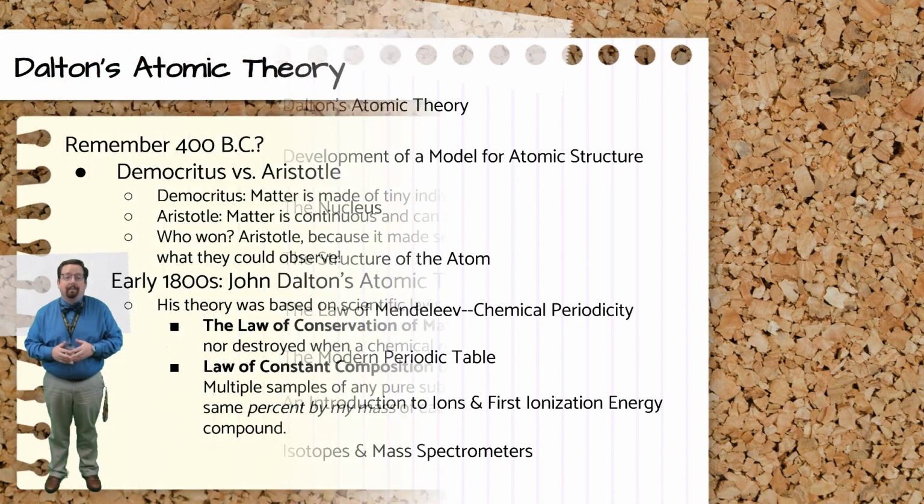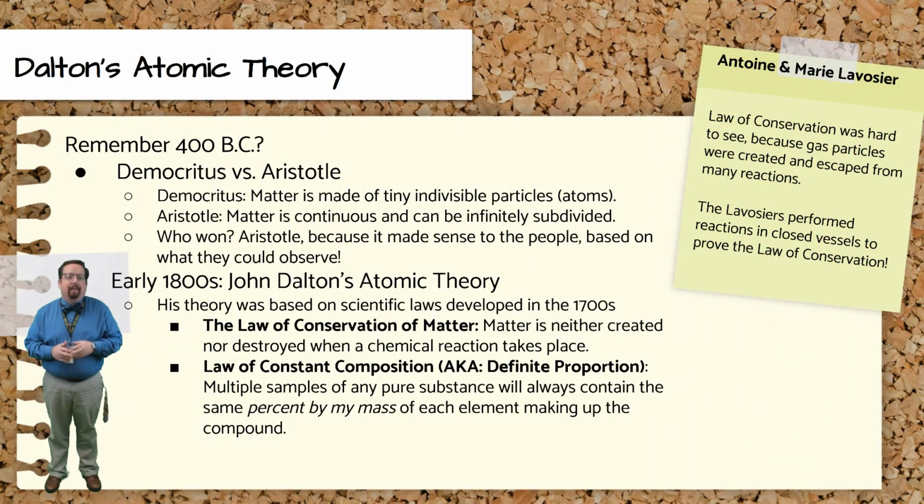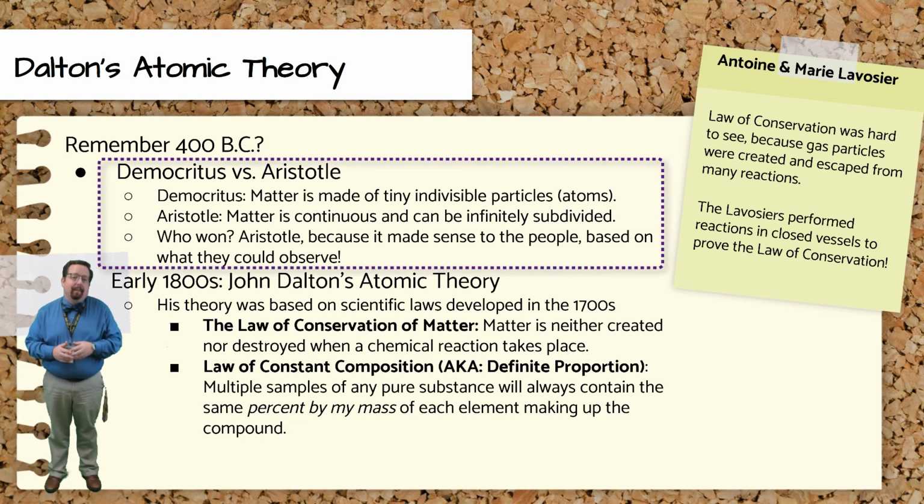Let's get started. Remember when we talked about the first idea of the atom that occurred back in 400 BC? If not, here's a short summary. There were two philosophers, Democritus and Aristotle. Democritus philosophized that you could only cut a piece of matter in half so many times before you got down to a particle that is no longer divisible. He called these particles atoms.